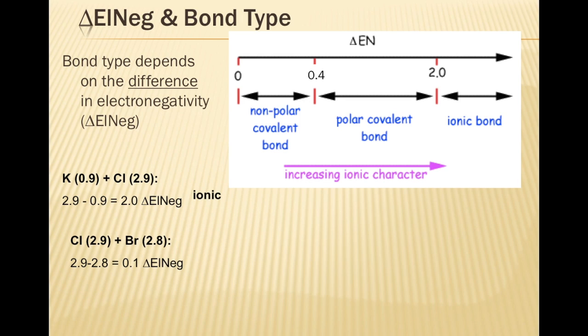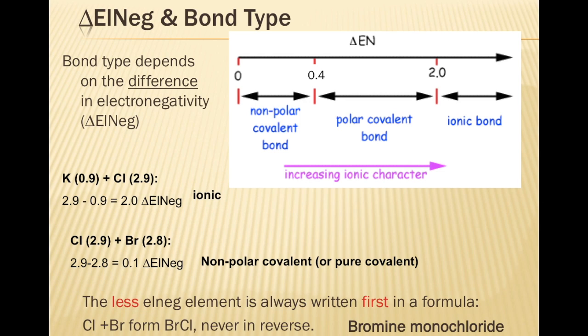This is also sometimes called a pure covalent bond. If it's a polar covalent bond, it has an ionic character, but it's not completely ionic. The electrons are shared, they're just not shared equally.